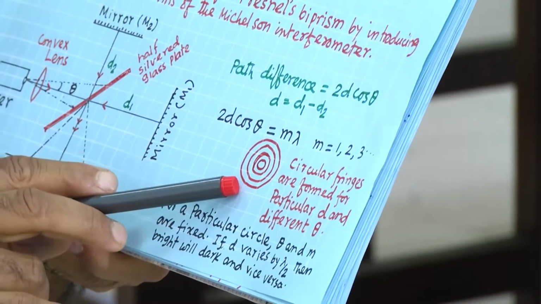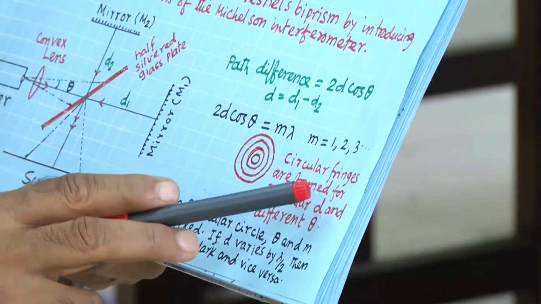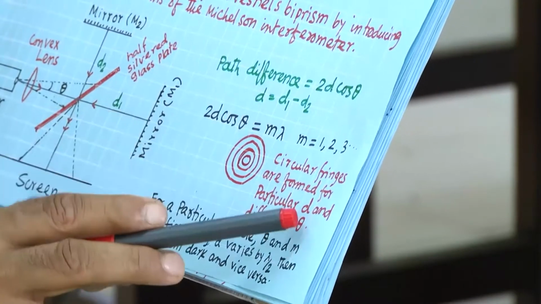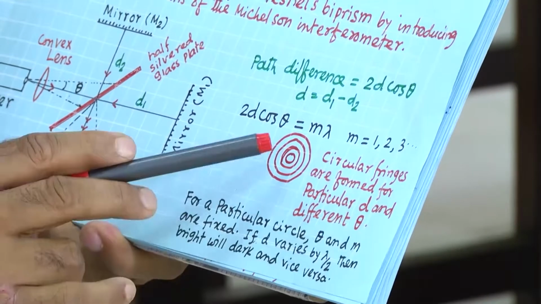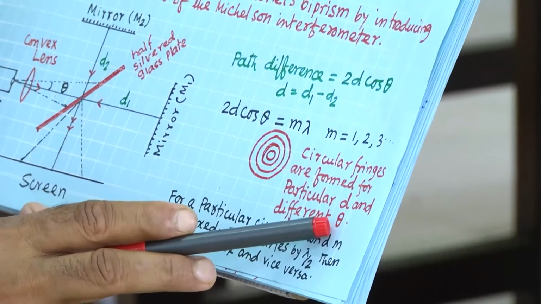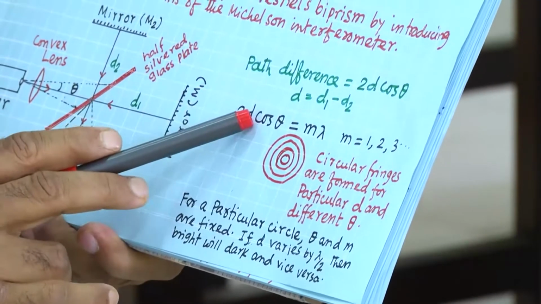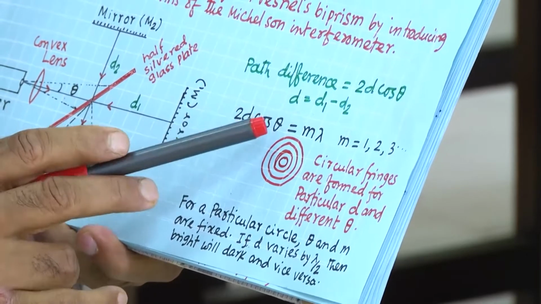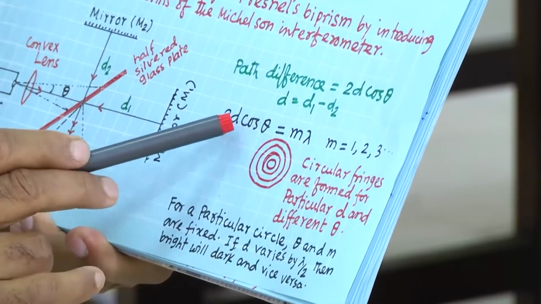Now, here these circular fringes are formed for particular d and different theta. Okay. So, for the central one theta is 0, so it is 2D. So, now from here you can see 2D equal to m lambda.